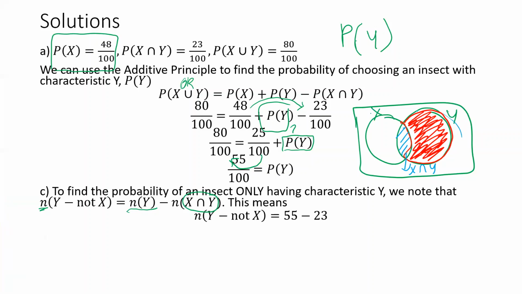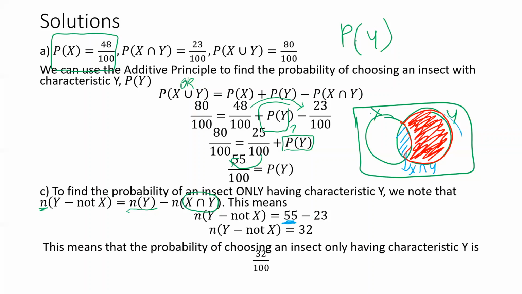We're going to take the number of insects that are in y, and subtract off the intersection. We already found that the number of insects with characteristic y is 55 in the other question, and we're subtracting off the number of insects that have both, which is 23. That gives us the number of insects that only have y, which is 32. And that means the probability of choosing an insect that only has characteristic y is 32 out of 100. And that's it. So hopefully that made sense.